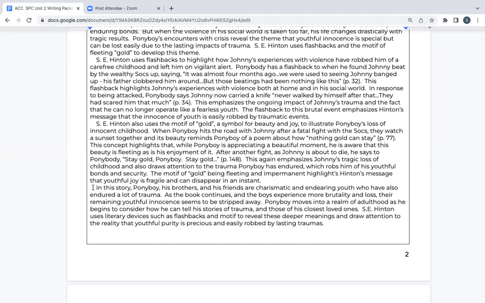In this story, Ponyboy, his brothers, and his friends are charismatic and enduring youth who have also endured a lot of trauma. As the book continues and the boys experience more brutality and loss, their remaining youthful innocence seems to be stripped away. Ponyboy moves into a realm of adulthood as he begins to consider how he can tell his stories of trauma and those of his closest loved ones. Hinton uses literary devices such as flashbacks and motif to reveal these deeper meanings and draw attention to the reality that youthful purity is precious and is easily eroded by lasting traumas.